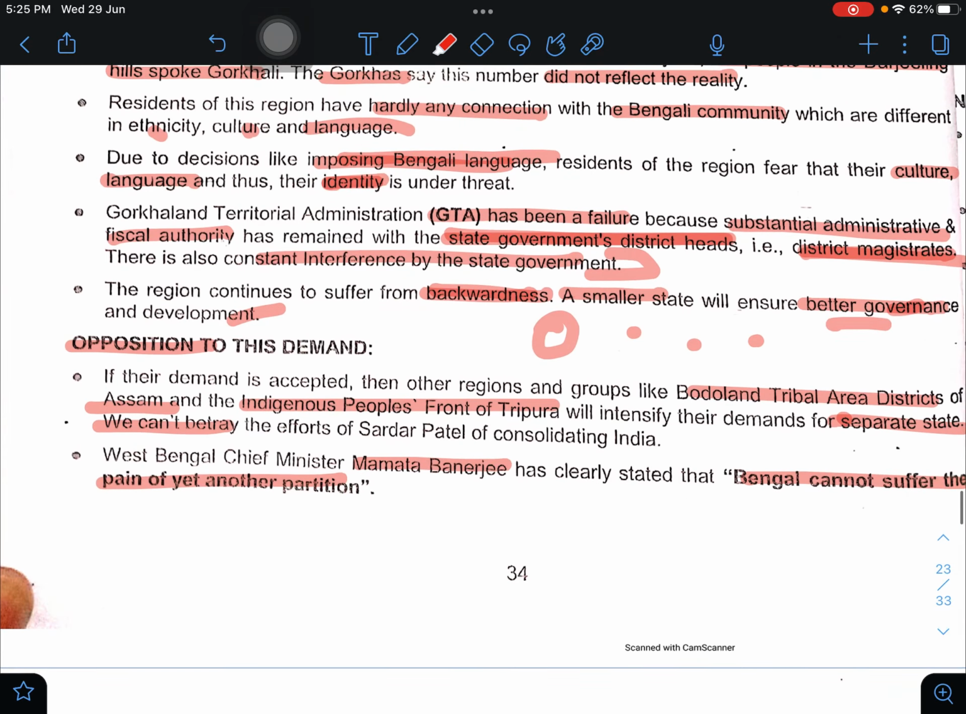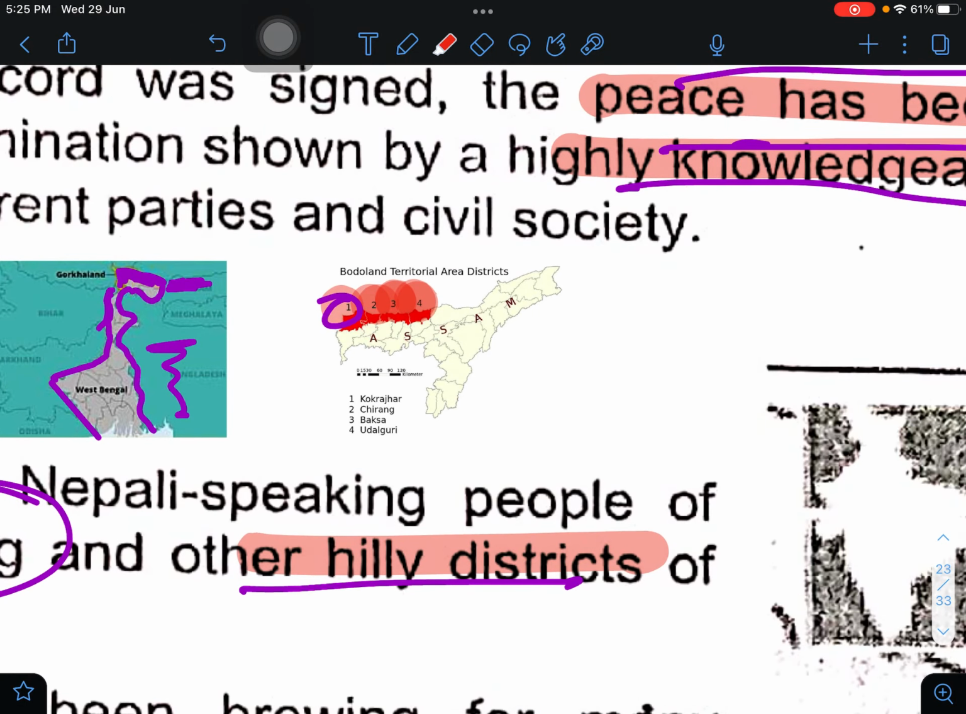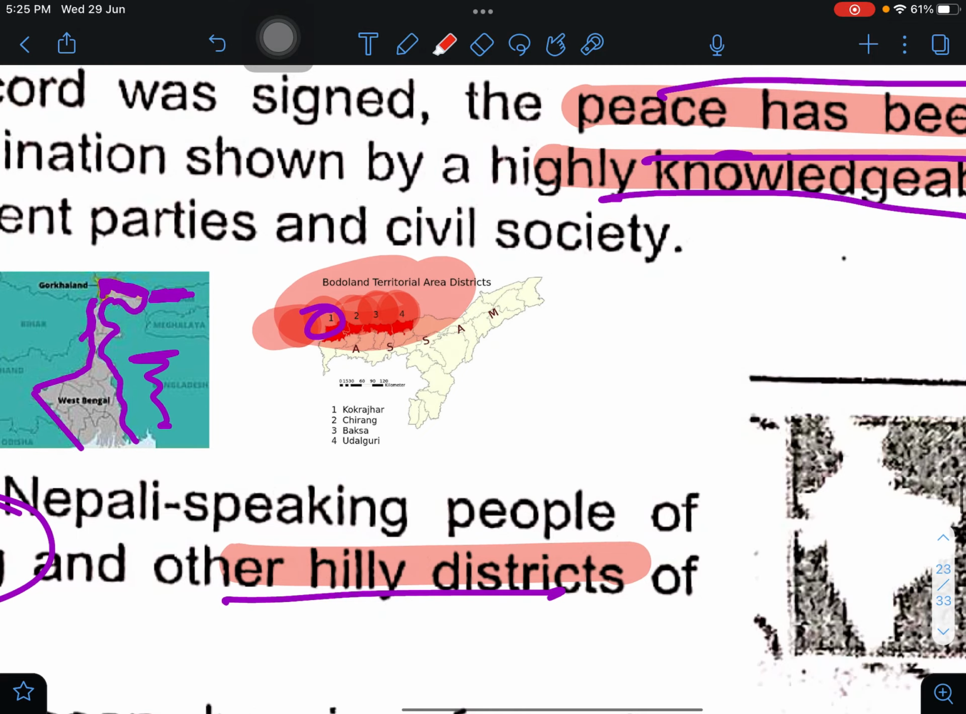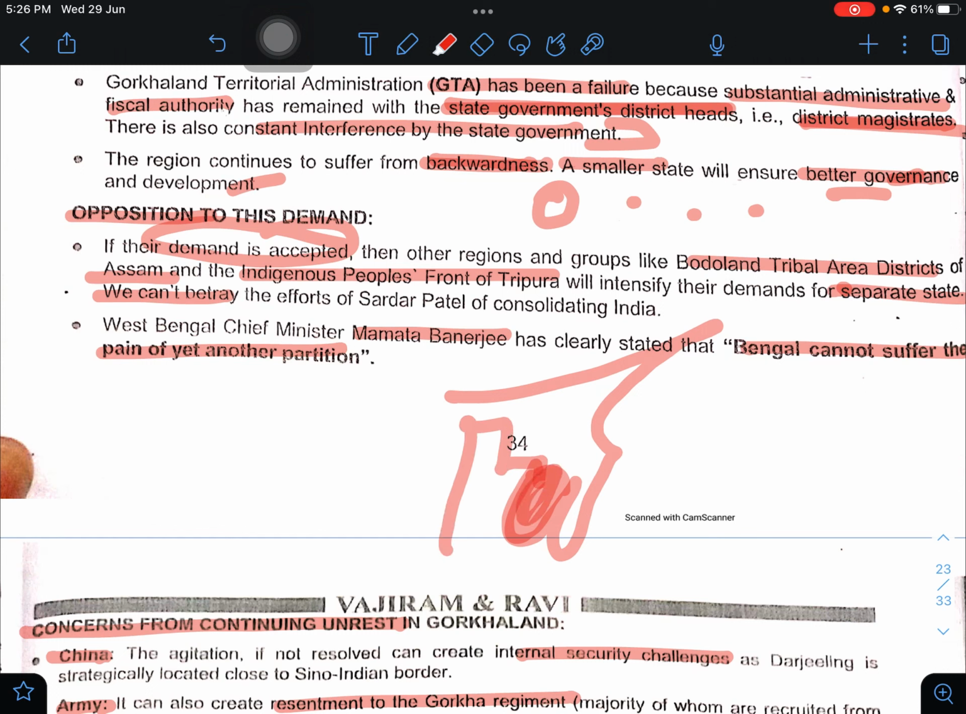Now, opposition to the demand. If we accept this demand for Gorkhaland, then the Bodoland tribal area districts of Assam, which are just adjacent to this perceived Gorkhaland, will also ask for something on the same lines. And the Indigenous People's Front of Tripura, in Tripura and Mizoram, will also intensify their demands for a separate state.